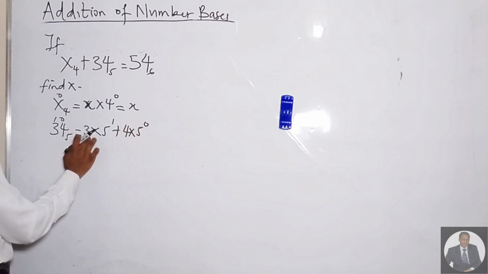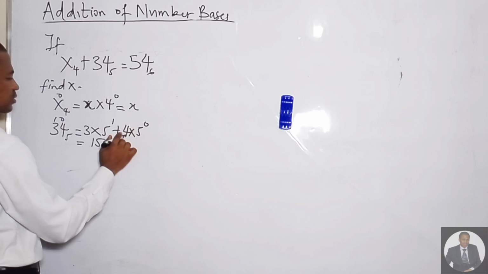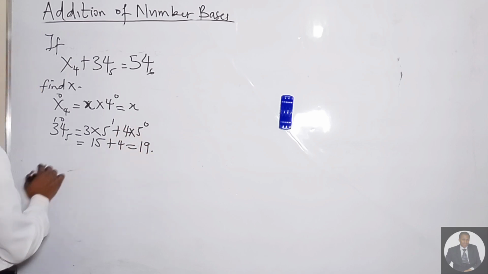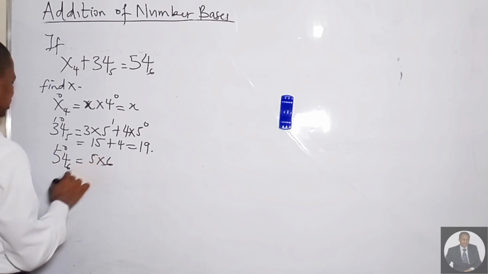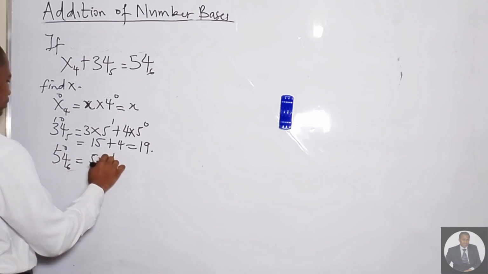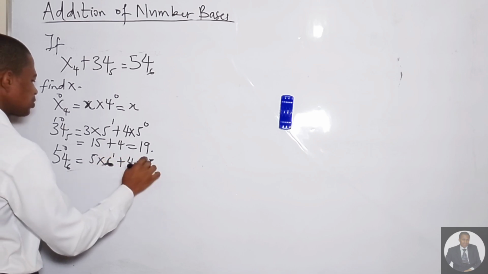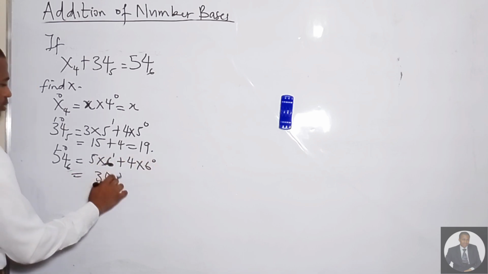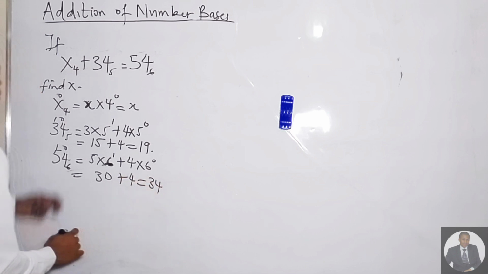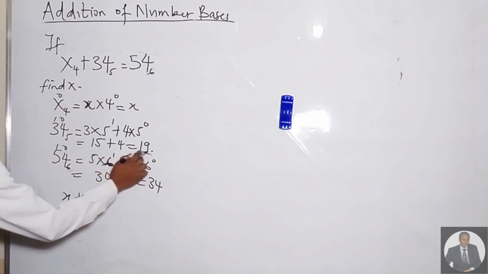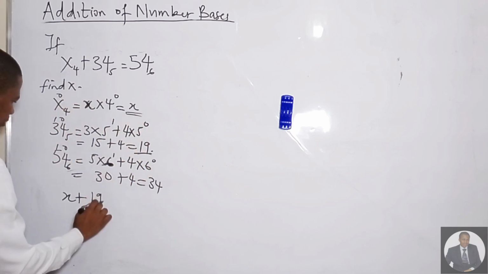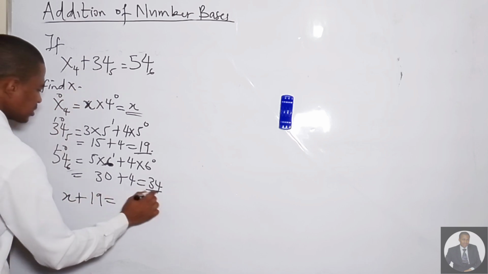That will give us what? 3 times 5 is 15. This is 4. So our answer is 19. Then we come to 54 base 6. That will be 5 times 6 raised to power 1 plus 4 times 6 raised to power 0. 5 times 6 is 30. This is 4. This is 34. So we converted everything to base 10 now. So what do we have? X base 4 is the same thing as x. 34 base 5 is the same thing as 19, while 54 base 6 is the same thing as 34.